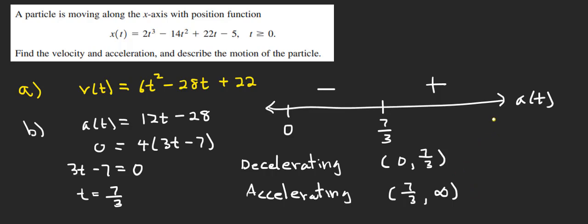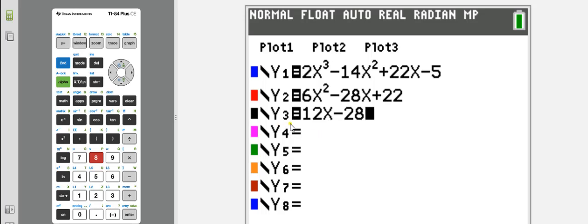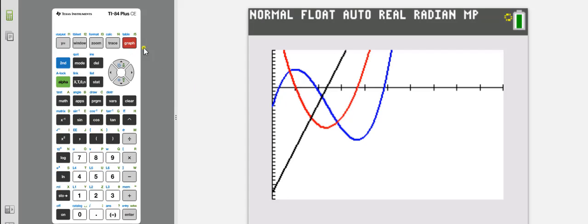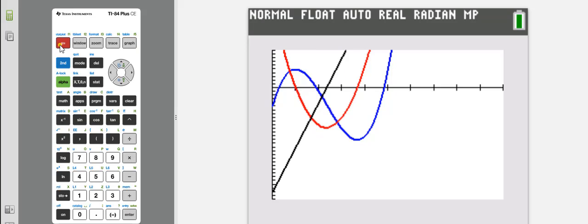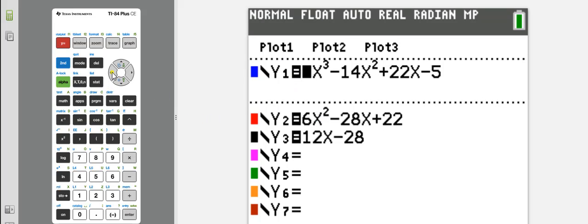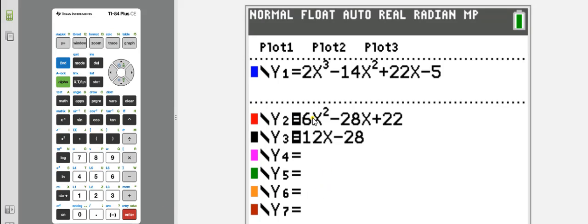And let's look at the graph. Compare the graph of velocity and acceleration, and position with acceleration. Now, y3 is 12x minus 28, which is the acceleration. So let's graph it. That is the second derivative or acceleration graph. I just want to compare the velocity and acceleration. So what I'm going to do is deselect, press enter. So now this means that I'm only seeing the graph of y2 and y3.